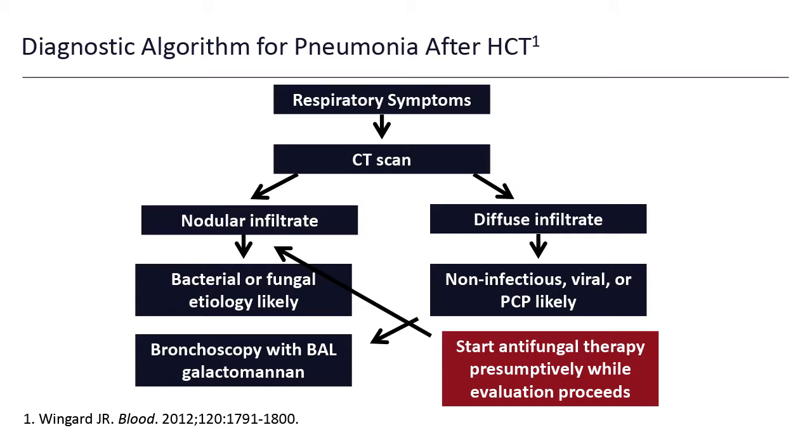The diffuse infiltrates, very early after transplant, are mostly non-infectious: fluid overload, hemorrhagic alveolitis, toxicities from the conditioning regimen, a variety of things. Early after engraftment, there are viral etiologies, pneumocystis, and a variety of other etiologies, very different than that of the nodular infiltrates, which are principally bacterial or fungal etiologies. No matter what type of infiltrate, I advise the performance of a bronchoscopy.